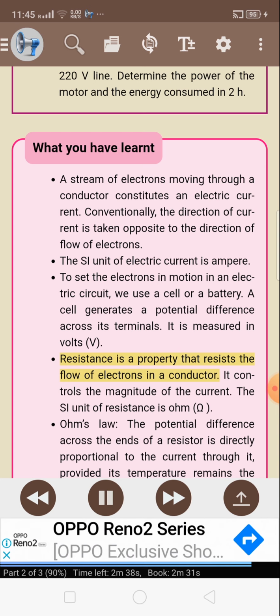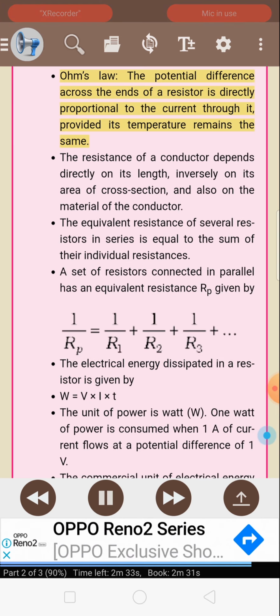Resistance is a property that resists the flow of electrons in a conductor. It controls the magnitude of the current. The SI unit of resistance is ohm (Ω). Ohm's law: the potential difference across the ends of a resistor is directly proportional to the current through it, provided its temperature remains the same.